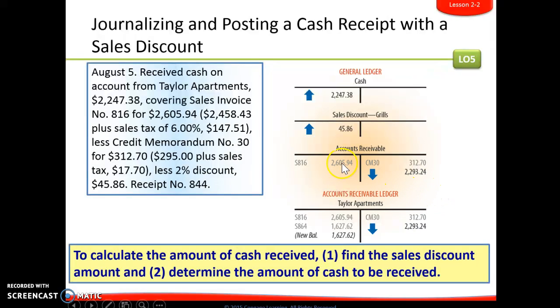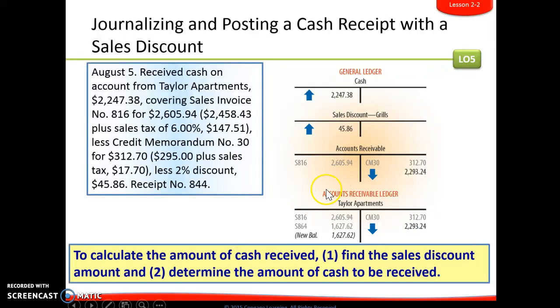So if we look in, they have our numbers in here. This was that initial sale, $2,605.94. Here we see that credit memorandum of $312.70. All they owe us right now is $2,293.24. We want to make sure that we write that correct number in there. If we were to put the full amount of $2,605.94, then we're going to have the wrong balance in our accounts receivable account. So make sure that we're doing that correctly.